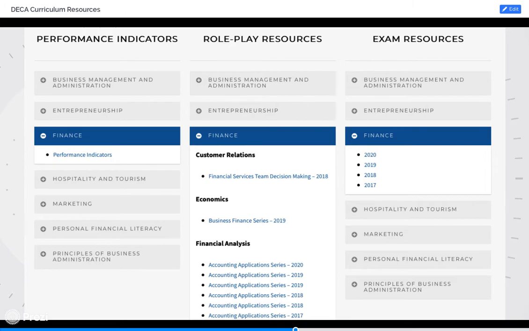Also, here is a screenshot from the same website, DECA.org. Performance indicators that I talked about is the left column. If you want to show a student what they need to be expecting on that judge sheet about performance indicators, you can take them to the area and click on it and it's going to show you. The middle column talks about role play resources. If your student is prepping for a role play and they're nervous or want to practice and they come to you and say, hey, I need some practice material, this is where you need to take them and it will show you past role play examples by the year and you can click on those and download those. Also the same with the exam resources. It's going to give you old exams that they've used.